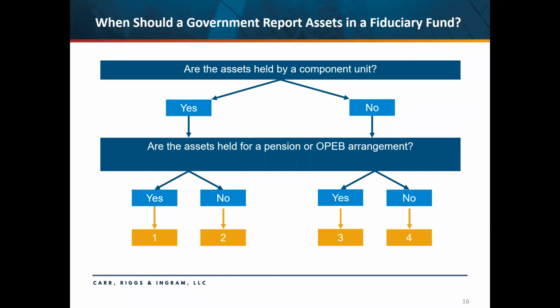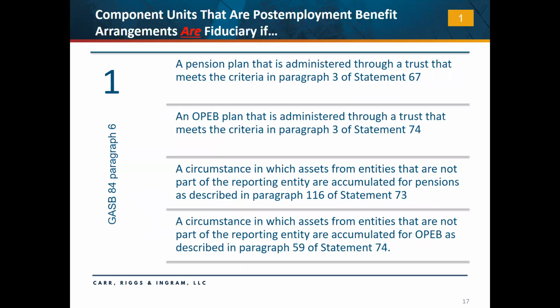So as we jump over here to what path 1 is, there's a lot of definitions that we're going to look at that are going to be very similar. So like I said, we're going to focus on 4. Path 1 here is basically a pension that's administered through a trust and meets the criteria of Statement 67, or an OPEB under 74. That's the majority of what we're looking at, and that would be path 1.